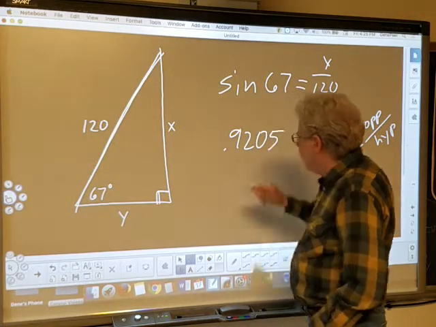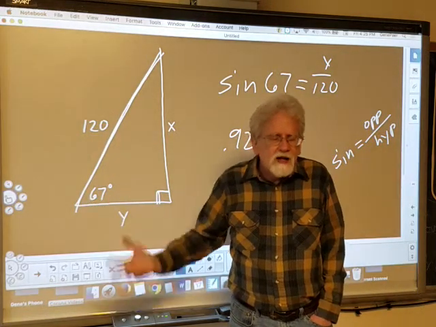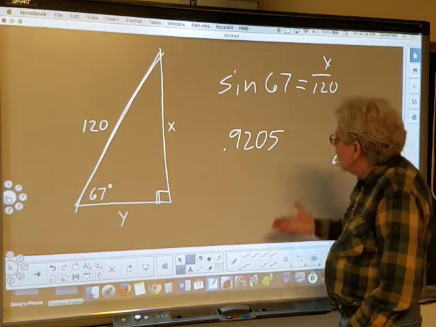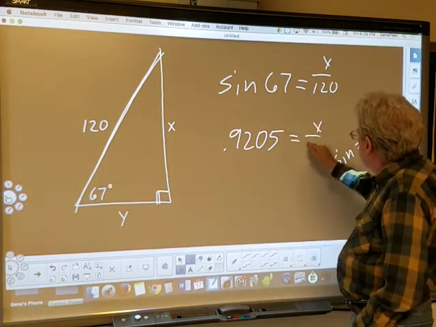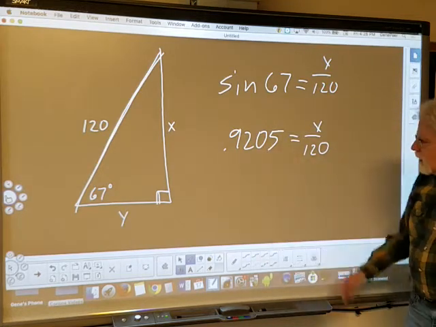0.9205. See what I mean when I say if you can do tangent, you can do all these? You can't make these hard. I'm sorry, no matter how hard I try, I can't make these hard. And that's equal to x over 120, so you know what to do next. Multiply by 120, we're done.